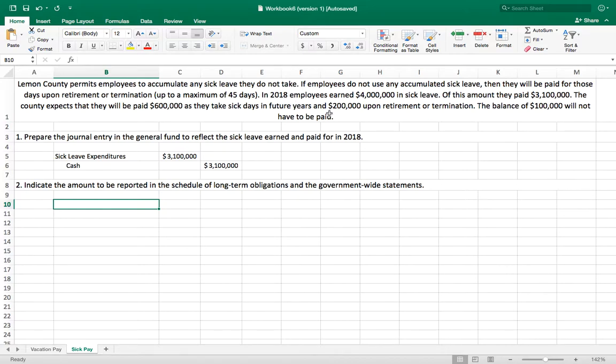The $200,000, however, while it is not current, so we would not record it in an entry, we are still going to put in the schedule of long-term obligations because we are still responsible for the retirement and termination. Because unlike the $600,000, we know for a fact that this $200,000 is going to eventually need to be paid out when people retire or are terminated. We are not paying it out now, but we know for a fact that we will need to do it in the future, so we will still put that $200,000 on the schedule of long-term obligations.